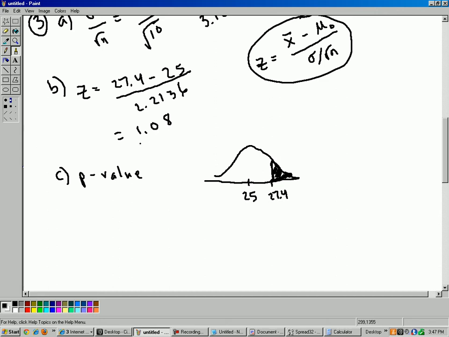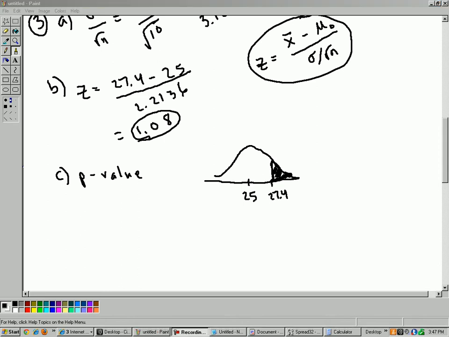Okay, so we got the z-score already, 1.08. So let's go to the table in the back of the book and look that up here. I'm going to pause for a minute while I get the table going.